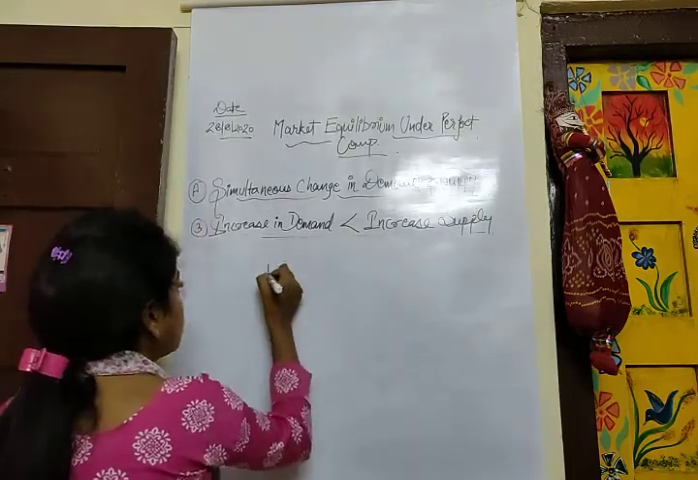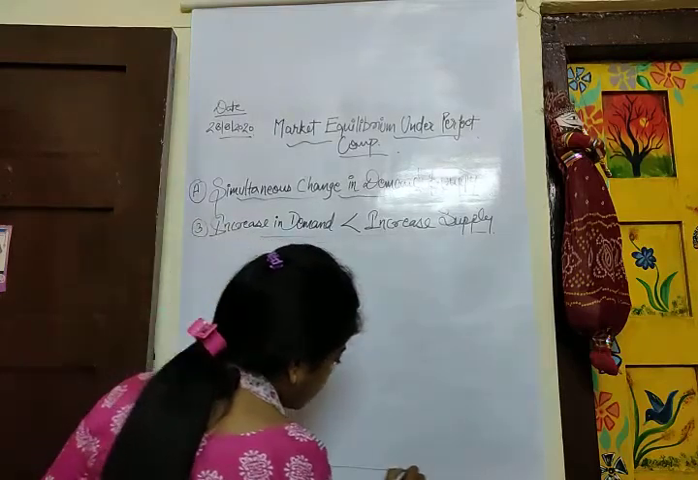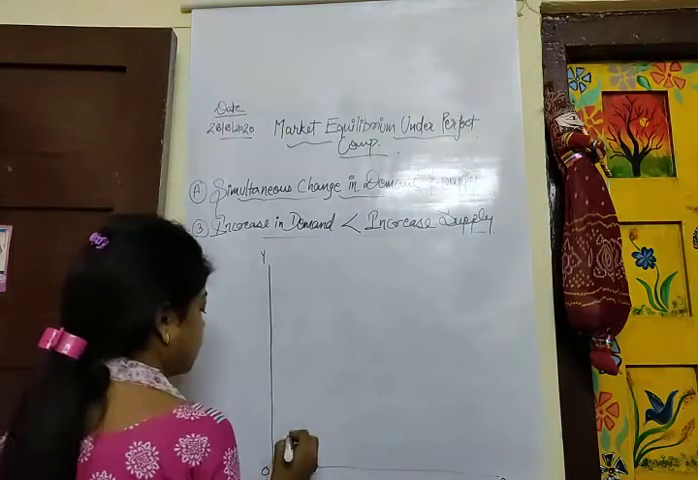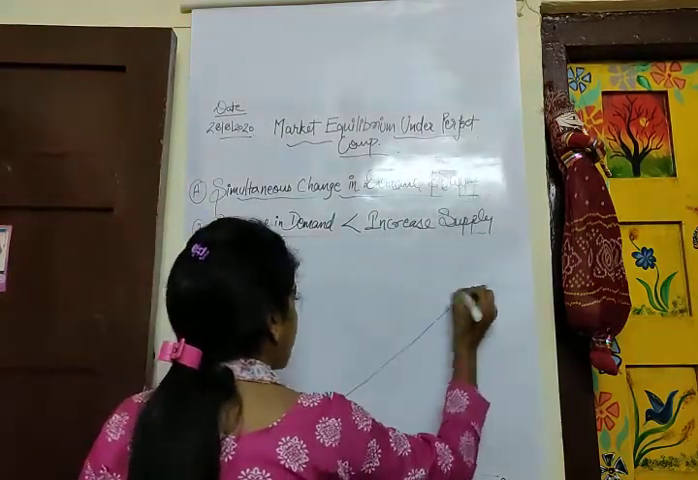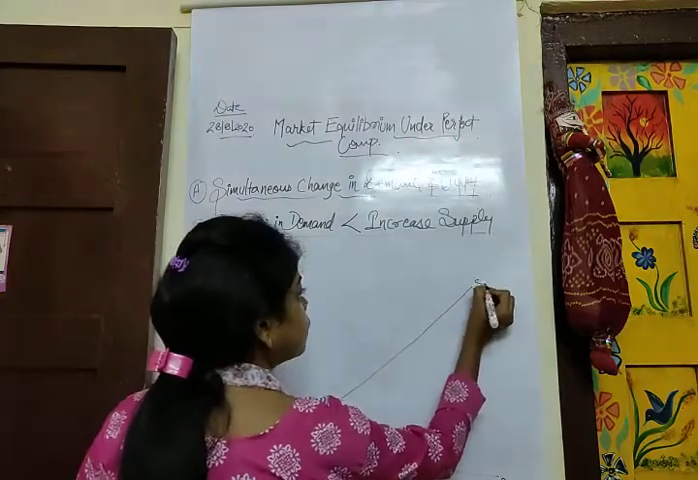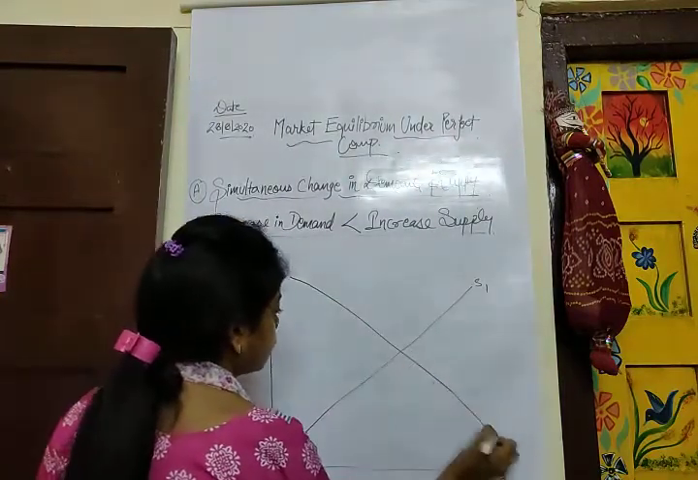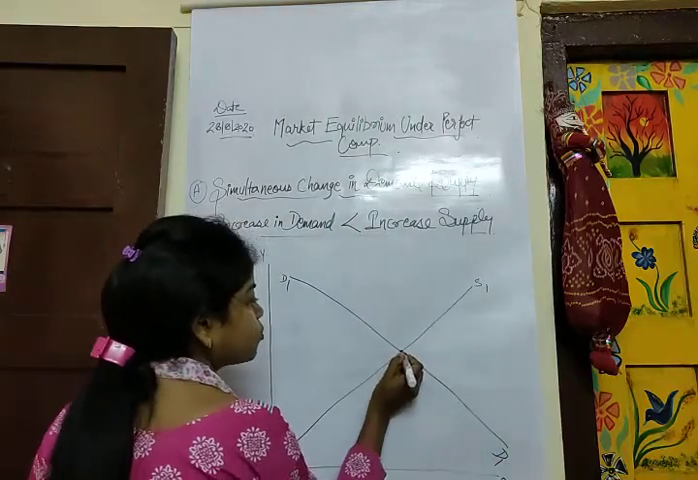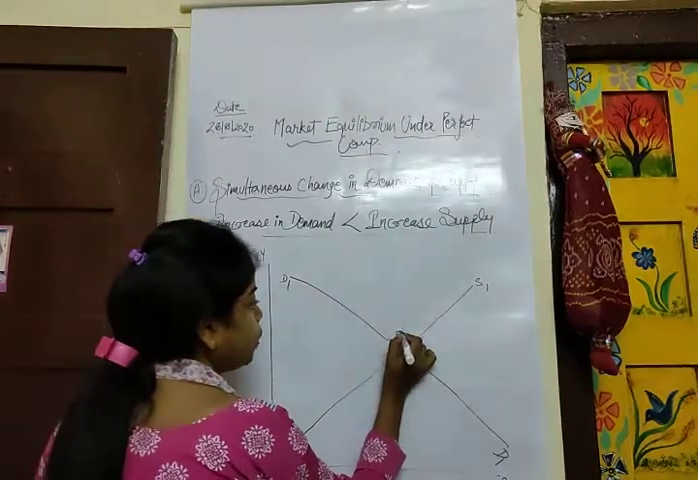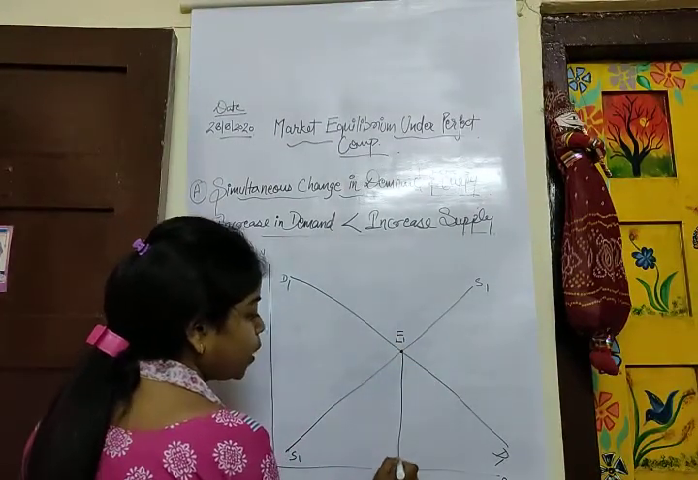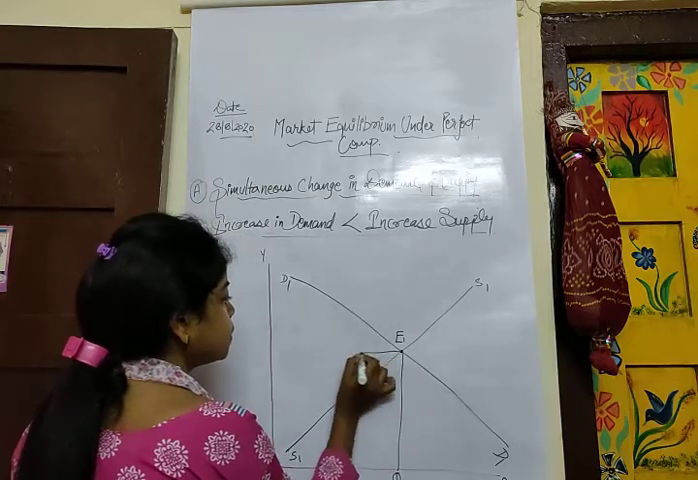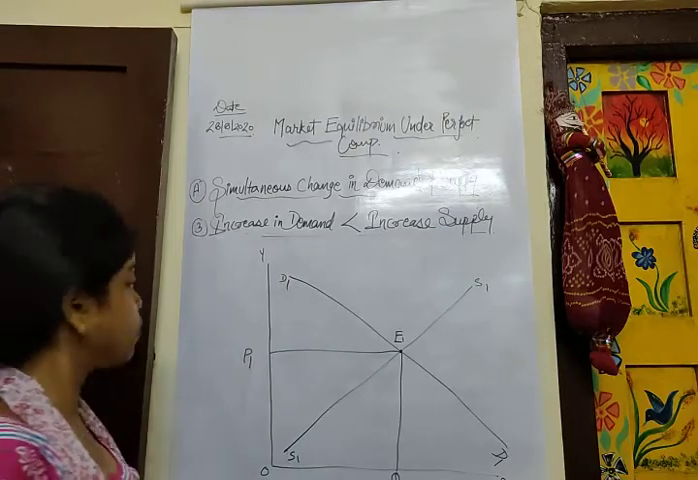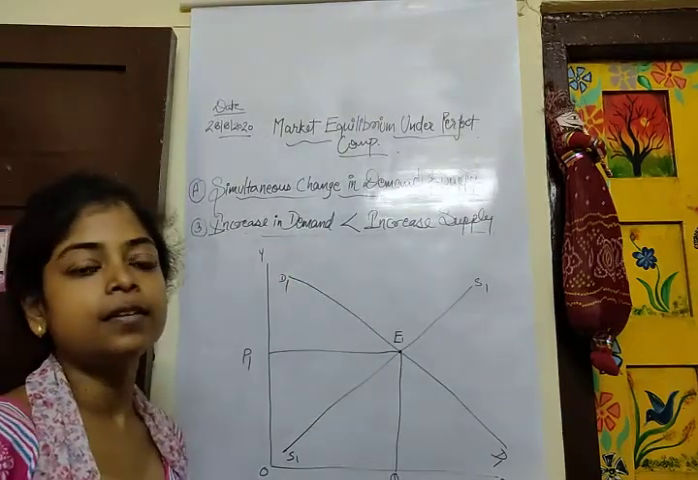Again we have to draw the market equilibrium like that. This is supply S1. This is demand D1. This is the intersection point or market equilibrium. It's E1, it's Q1, and this is the equilibrium price P1. Okay. Now the situation is increase in demand is less than increase in supply.